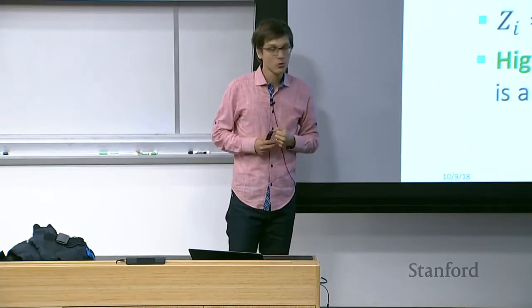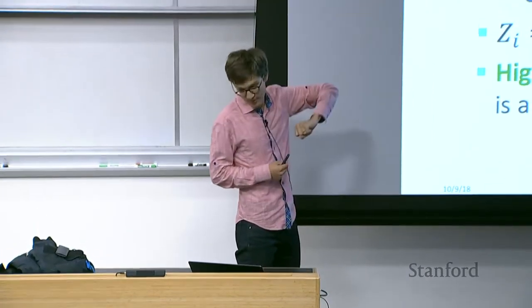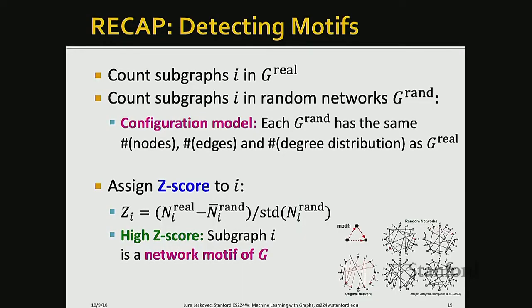So to conclude, to recap, we will take a real graph, and we will compute the number of instances of subgraph I in it. Then we will use this switching model or the configuration model to create many random instances of that graph. And then we will compute the z-score as I explained. If the z-score absolute value is high, which means highly negative or highly positive, then we will say that this subgraph is a motif. It's a highly over- or underrepresented subgraph for a given network, okay?